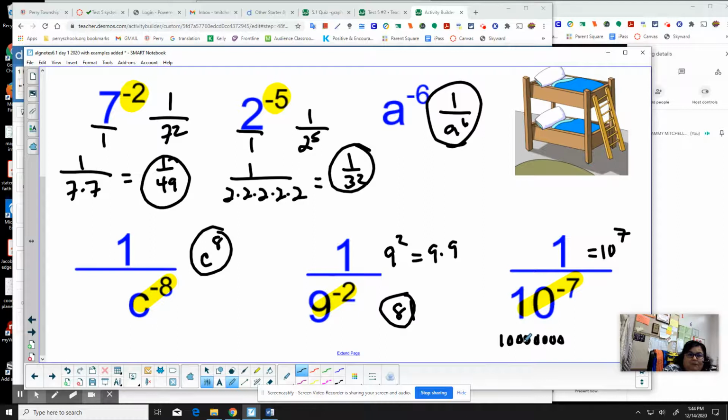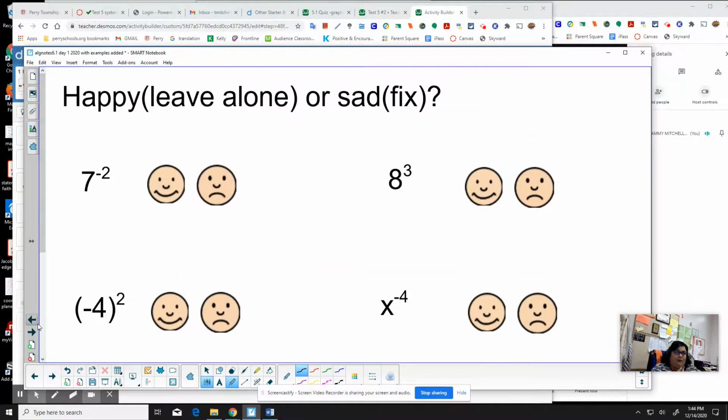1, 2, 3, 4, 5. Yep, that's right. And then put my commas in so we can read it. So that's 10 million. Very good. All right, so are we going to leave it alone or move it?